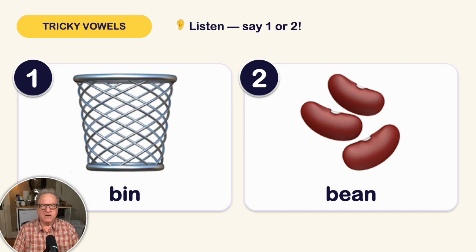Okay, listen again. Here's another word. Bean. 1 or 2? Bean. Number 2, bean. So again, 1 is the short vowel, bin. Number 2 is the long vowel, bean. E.